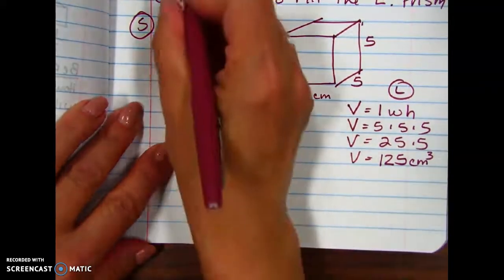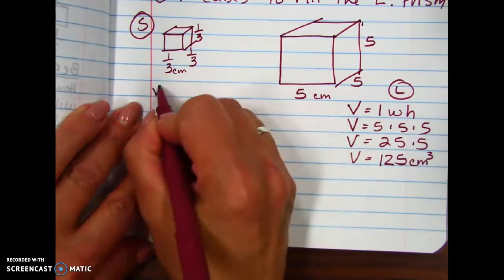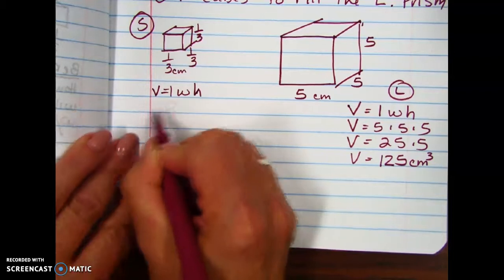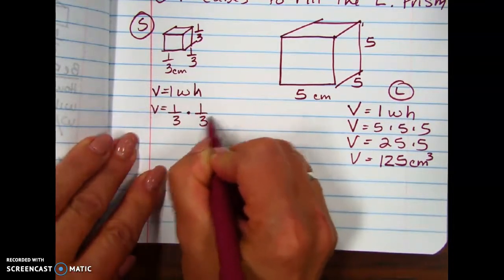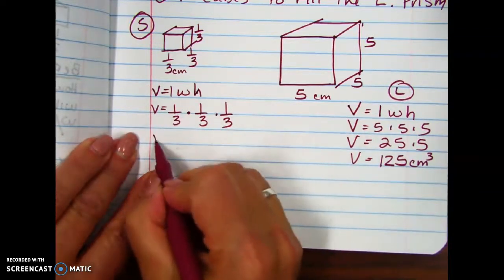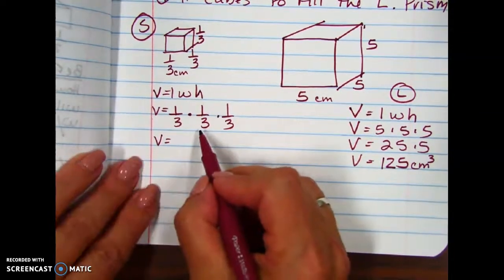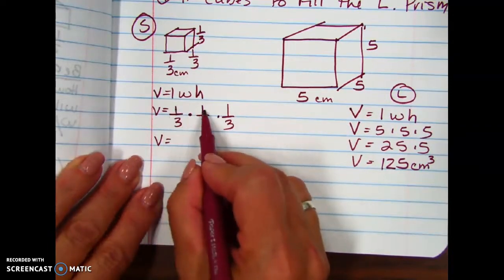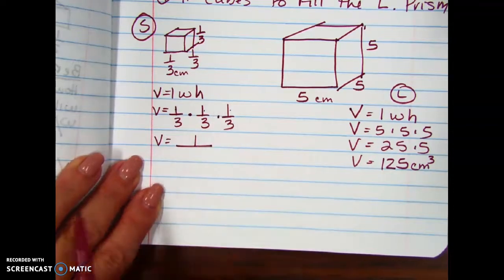So step 2 is to find the volume of the small cube. So again, I always write down my formula. And volume is 1/3 times 1/3 times 1/3. And then I multiply. Remember, multiplying fractions is so much easier than adding. All we do is multiply the numerators. 1 times 1 times 1 is 1. Some people were saying 3, but that would be addition.